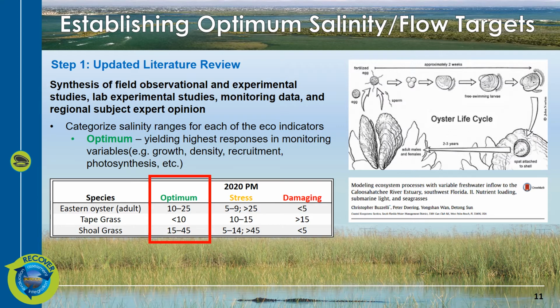For the first step to establishing optimum salinity and flow targets, we did an updated literature review, which included synthesis of field observational and experimental studies, lab experimental studies, monitoring data, and regional subject expert opinion. Each of the ecological indicators was given an optimum salinity range included in the red box in the table below. Optimum is defined as the conditions yielding the highest or best response to monitoring variables such as growth, density, photosynthetic capacity, among others.